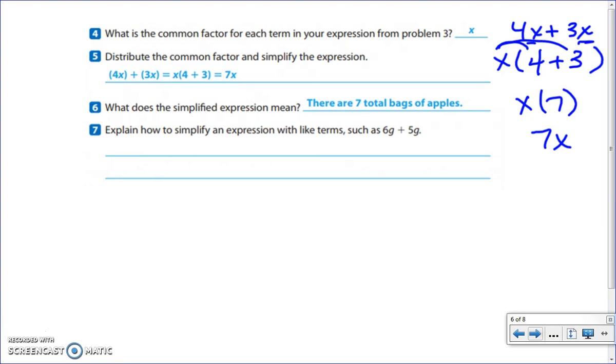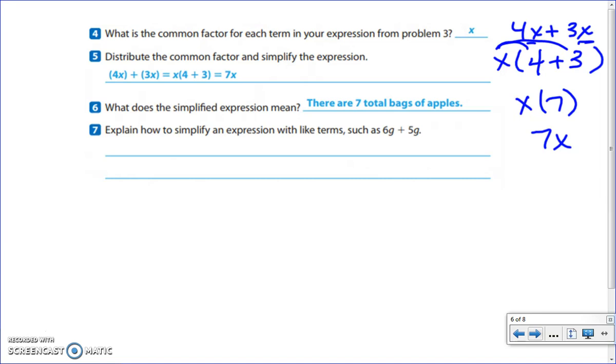Explain how to simplify an expression with like terms, such as 6g plus 5g. Okay, so we're looking for common factors, and keep in mind that g is actually a number. We just don't know which number it is yet. So to avoid any problems with that when we're using the distributive property, because they both share g in common, g can actually be taken outside the parentheses with the distributive property.